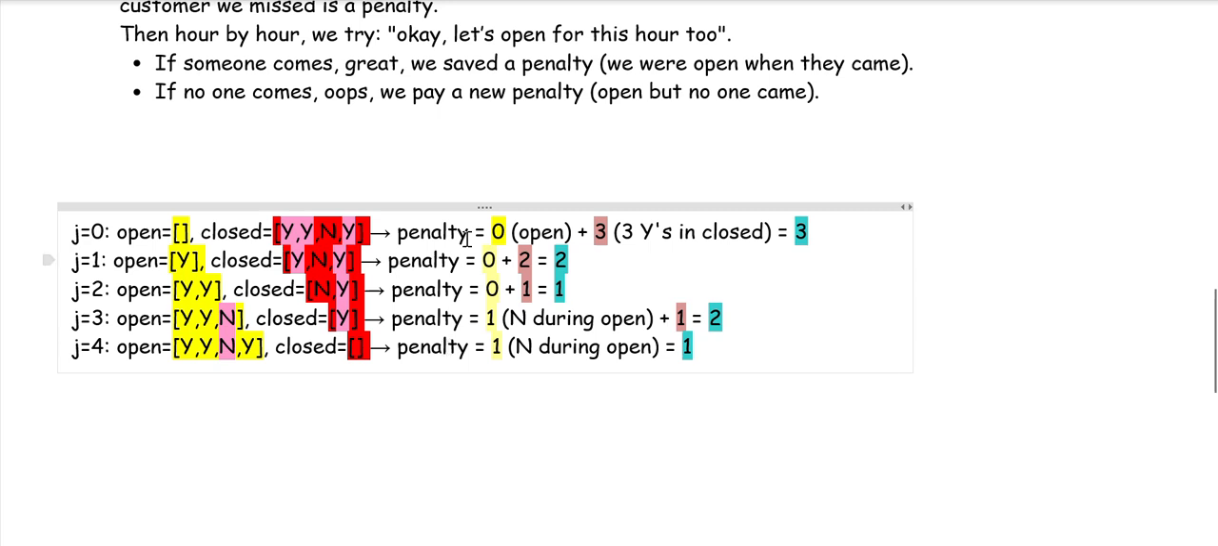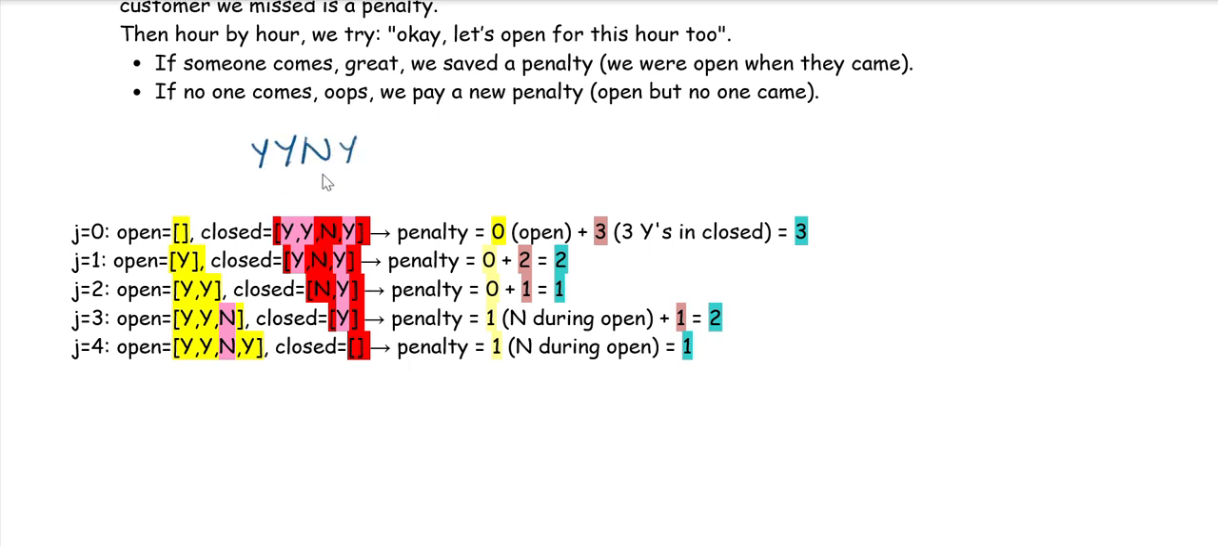Now let's run it and see it all again. So you have this customer log, Y and so on. At hour 0, you're closing at hour 0, meaning you're missing all the coming customers. So your penalty is 3. Now say you closed at hour 1. You served 1 customer, so your penalty went down.